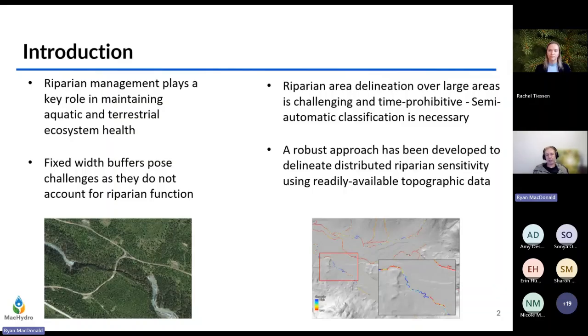So with the advent of new technology and the availability of new data, we're able to apply robust approaches using our scientific understanding of what riparian areas should be looking like, and implement them over very large geographic regions. So that's the basis for why we're doing what we're doing. We're saying fixed width buffers are okay, but they don't really get at the nuance of spatial variability in riparian areas. We have new technology and new data sets that we can use to get a better understanding of what's actually going on the landscape. So why don't we try and do that? That's what we did in this project.